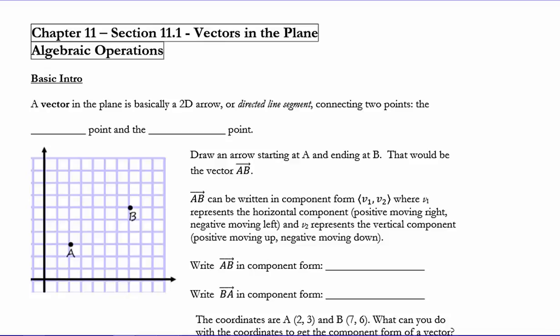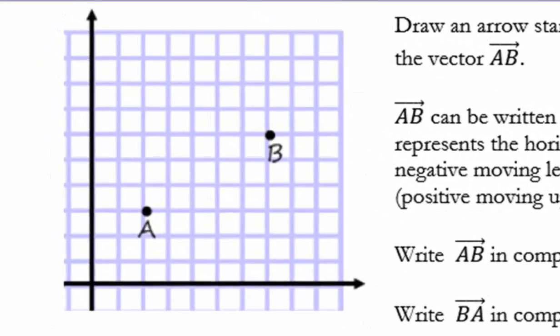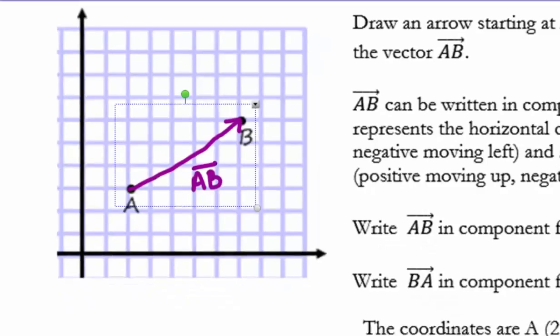So our basic introduction: a vector in the plane is basically a two-dimensional arrow or a directed line segment, connecting 2 points. The 2 points that we usually connect are called the initial point and the terminal point. So if I draw an arrow that starts at A and ends at B, A would be the initial point and B would be the terminal point. If I draw a vector that connects these, that is the vector AB, right there.